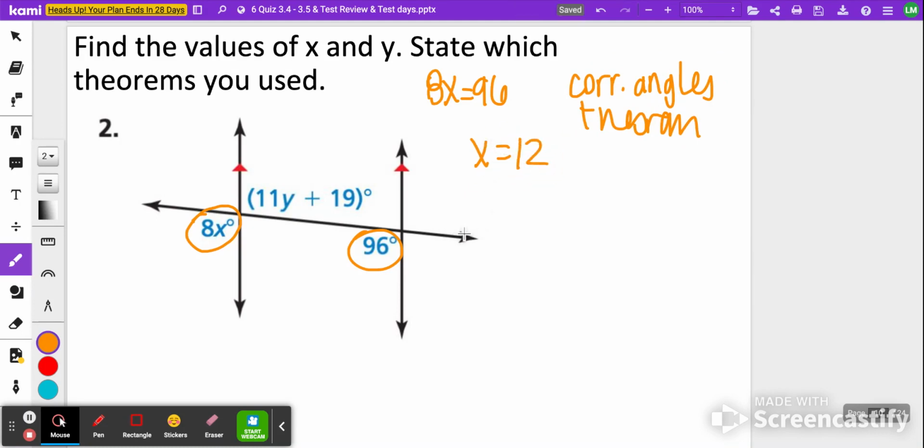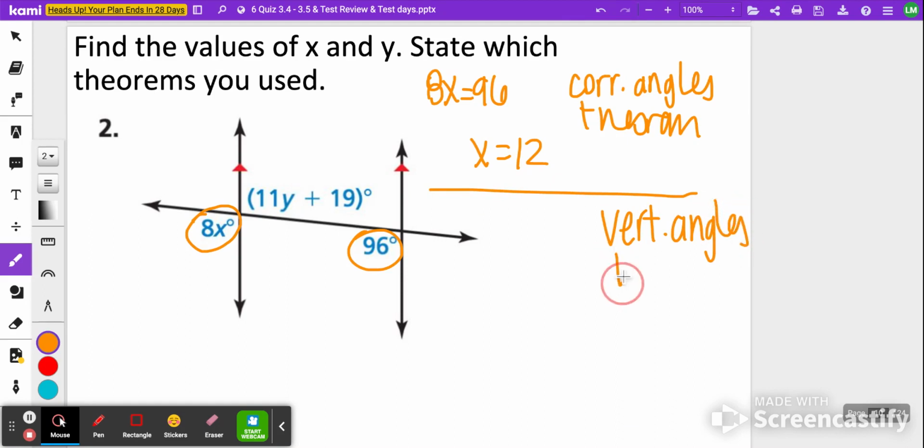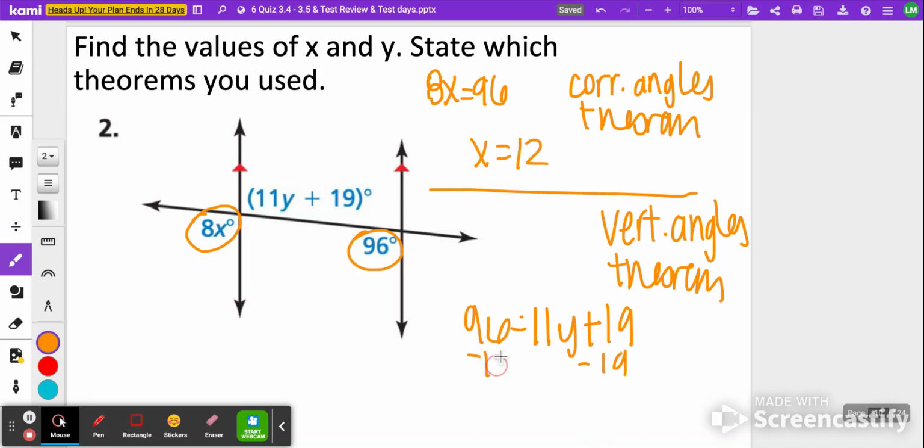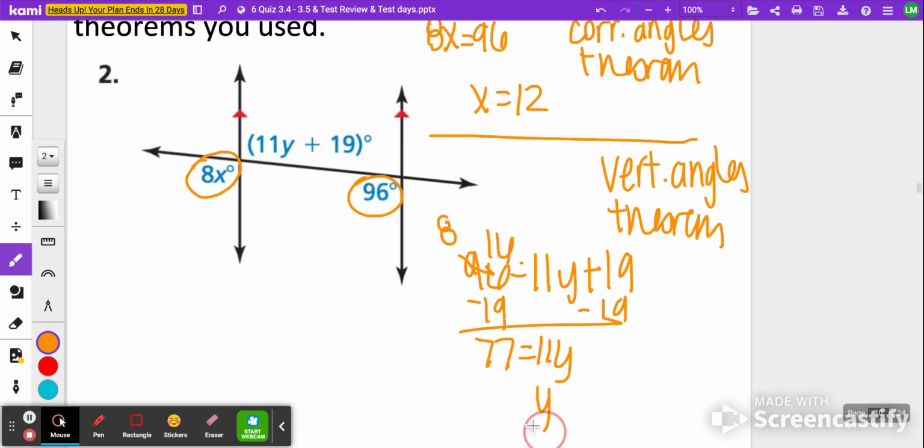And then for y, you could technically use corresponding angles, or you could use the vertical angles theorem. Which just means 96 is equal to 11y plus 19. So when you solve for this, you subtract 19 from both sides. So 96 minus 19 should give us 77. And then y is equal to 7.